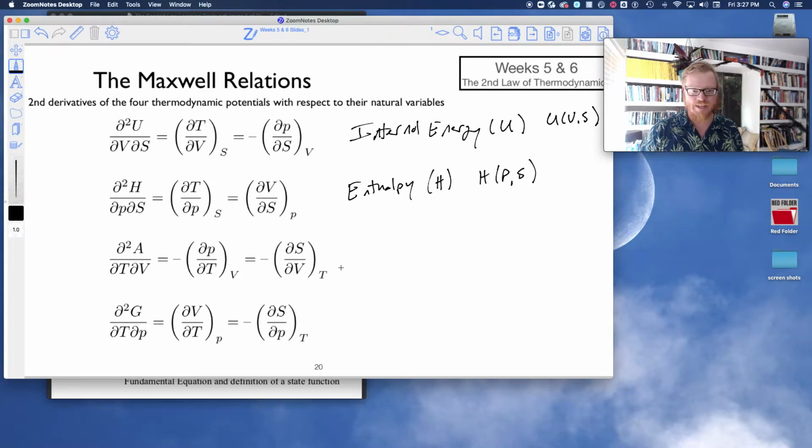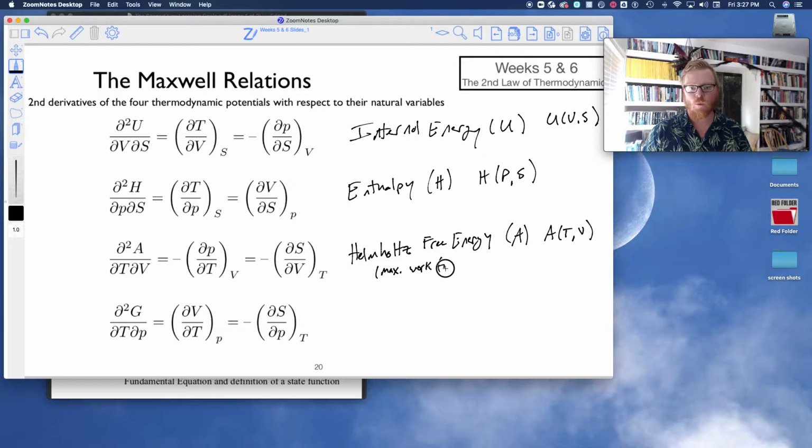Okay, so what is this A? This A is called the Helmholtz energy. It's really the Helmholtz free energy. Okay, A. And we can see A is a function of T and V. Sometimes this is also called the maximum work function. Okay.